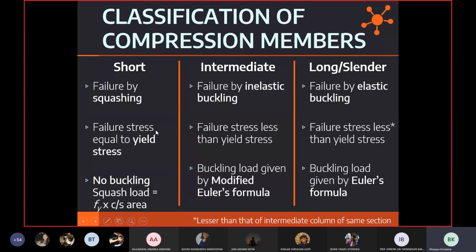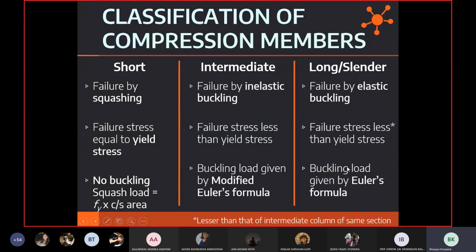So here, the failure stress is equal to yield stress. Here, the failure stress is less than yield stress. Even here, the failure stress is less than yield stress, but in this case it is greater than case number 3. There is no buckling, so there's only squashing. The squash load is given by Fy times the cross-section area.